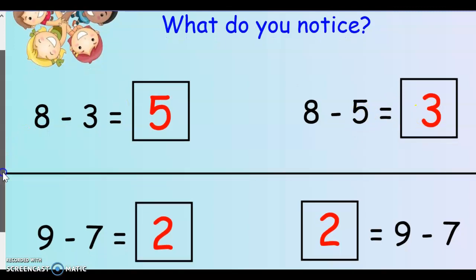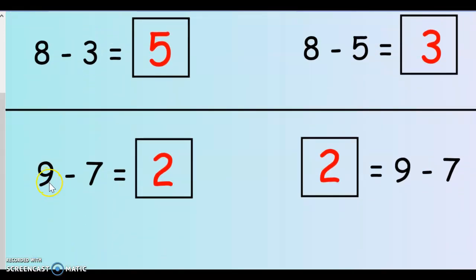Let's check it out in the next section. We have 9 minus 7 equals 2, and we have 2 is equal to 9 minus 7. Now it's okay that this is flipped around. Okay, I know that this is on the other side of the equal sign and that might freak you out, but it's okay. It doesn't really matter. We still would work from right to left, saying 9, take away 7. Okay? Same answer though.